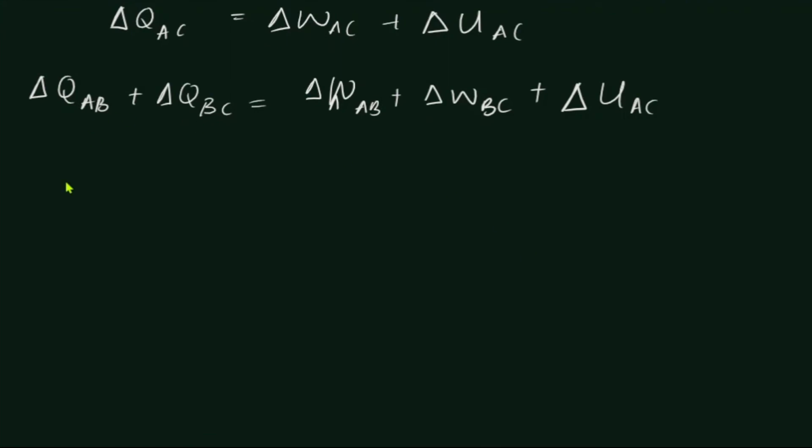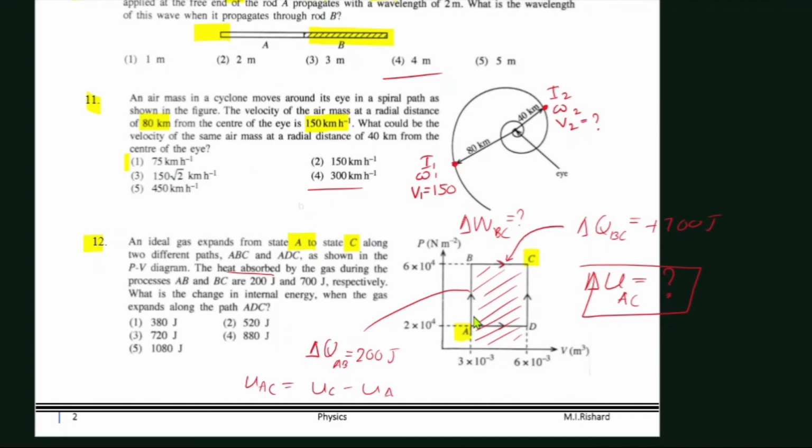It's given 200 joules plus 700 joules. Delta W_AB is what? What is the work done in the AB process? The work done in the AB process is 0. Why is the work done in the AB process 0?